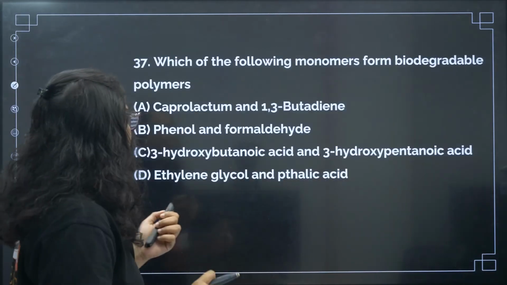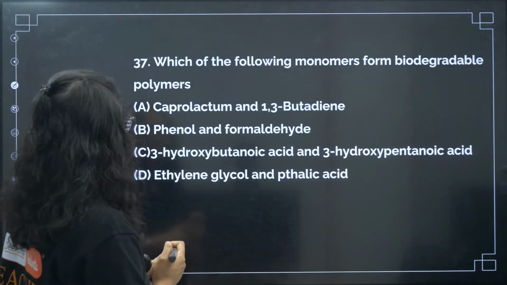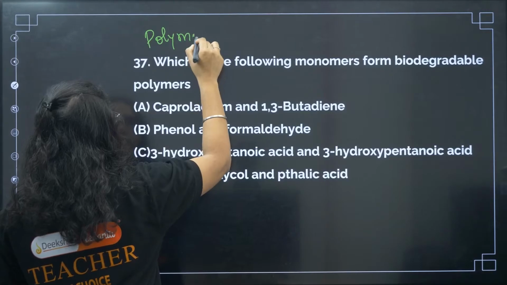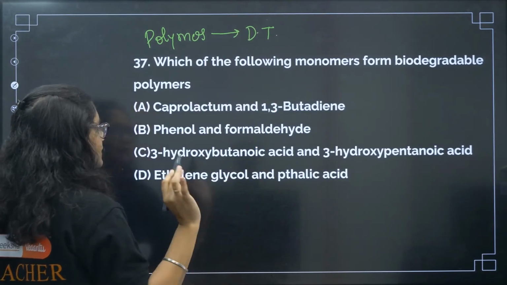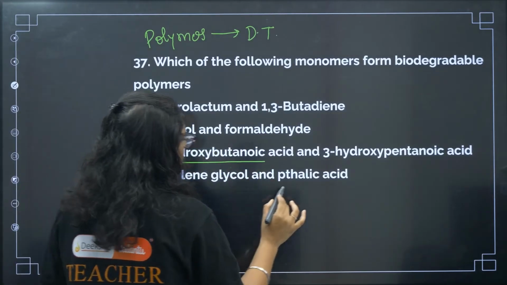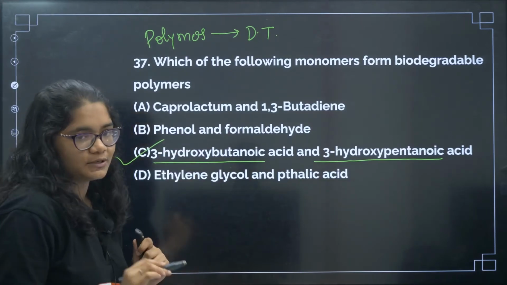Now coming to 37, which of the following monomers form biodegradable polymers? This question is from your polymers chapter, but you need not study this chapter because it is from the deleted topic. But I'll tell you the answer. Biodegradable polymers will be from 3-hydroxybutanoic acid and 3-hydroxypentanoic acid. The answer is option C.